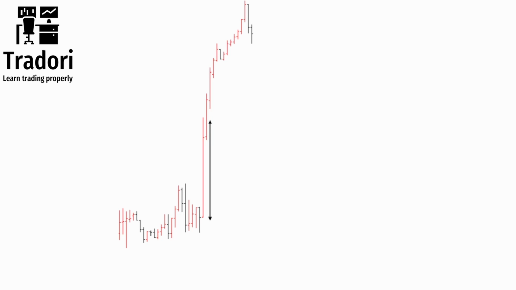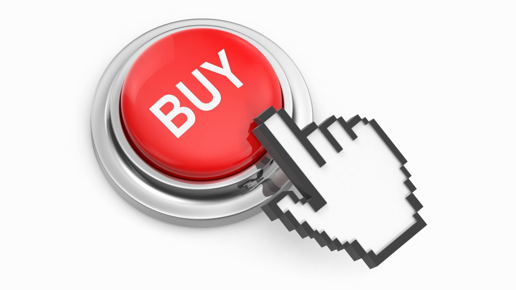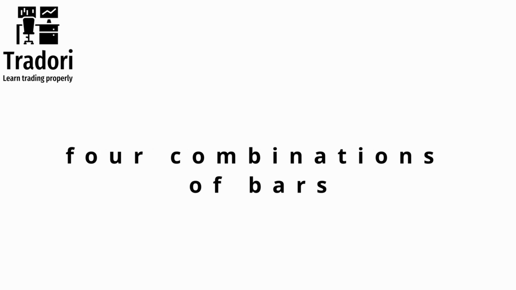If the close is far above the open, it shows buyers were very active during that period, which may indicate more buying in the future period is forthcoming. If the close is very near the open, it shows there was not a lot of conviction in the price movement during the period. There are basically 4 combinations of bars, which includes up bar.